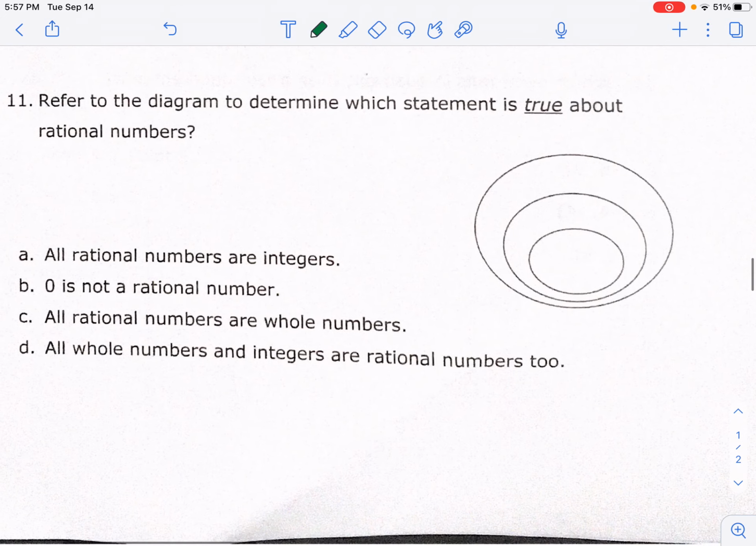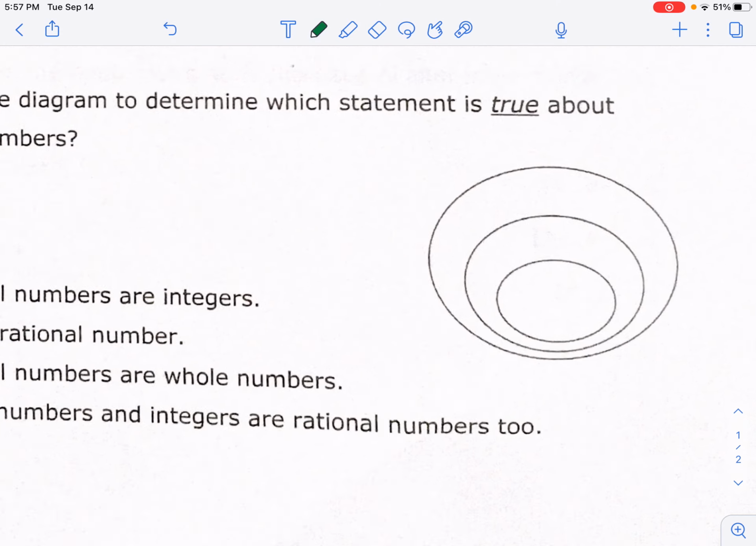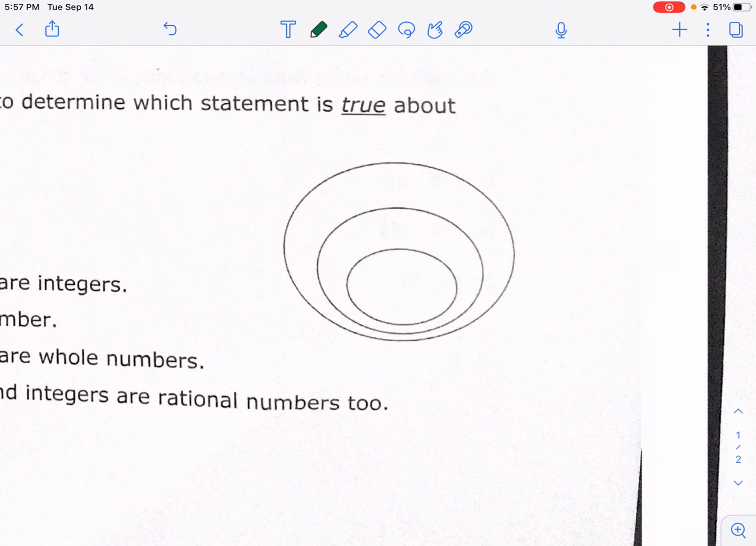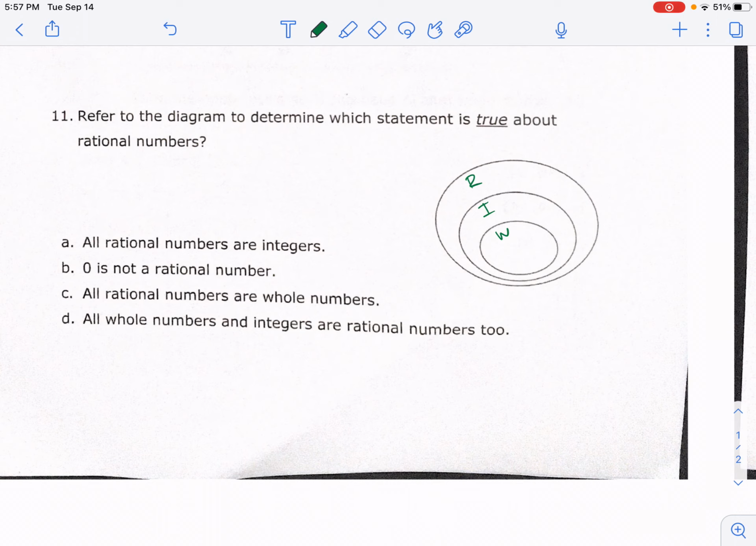Number 11, this is the same type of diagram. We did 2 different kinds for y'all, square and circle. So this is rational, this is integer, and this is whole numbers. And then it's asking us which statement is true. Okay, I hate these. These are really complicated, but I know you can do it. Y'all are smarter than I am, so don't worry about it.